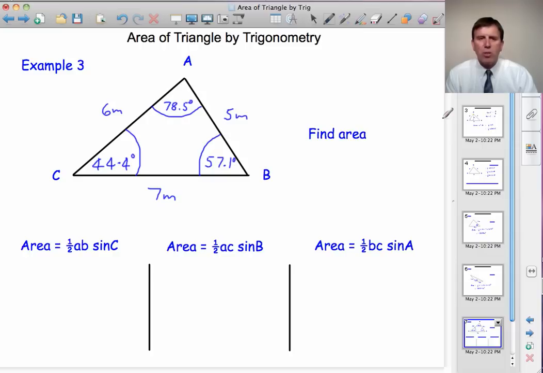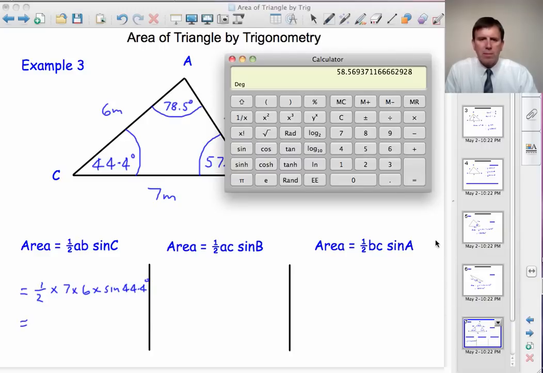So everything we could possibly know about the triangle is there, the three angles to one decimal place and the lengths of the three sides. So let's see what happens when we use our formula. First of all, 1/2 AB sine C. Well, if the area is 1/2 AB sine C, that is 1/2 multiplied by side A is 7, side B is 6, and the angle in between is 44.4. So it's 7 times 6 times sine 44.4 degrees.